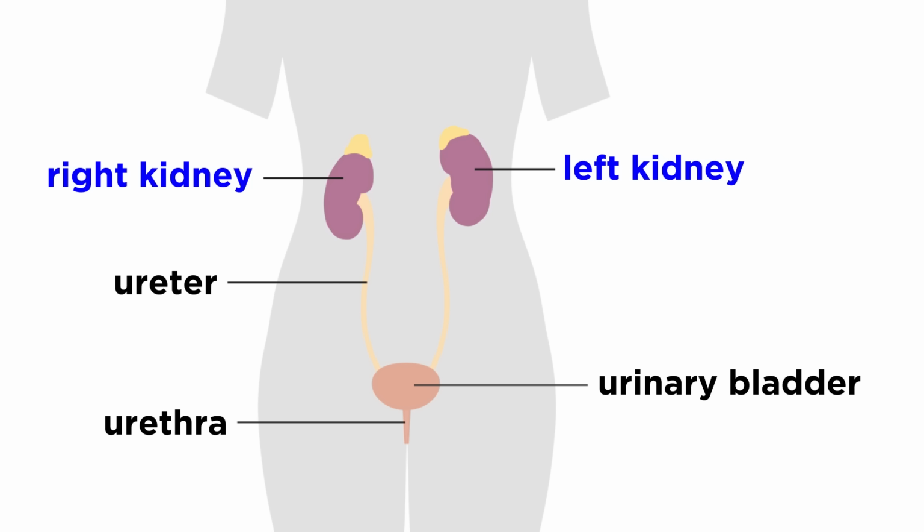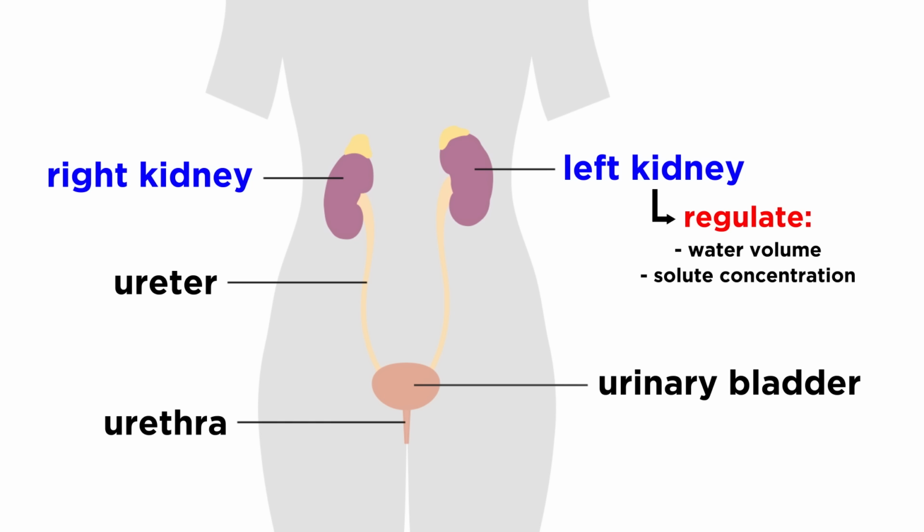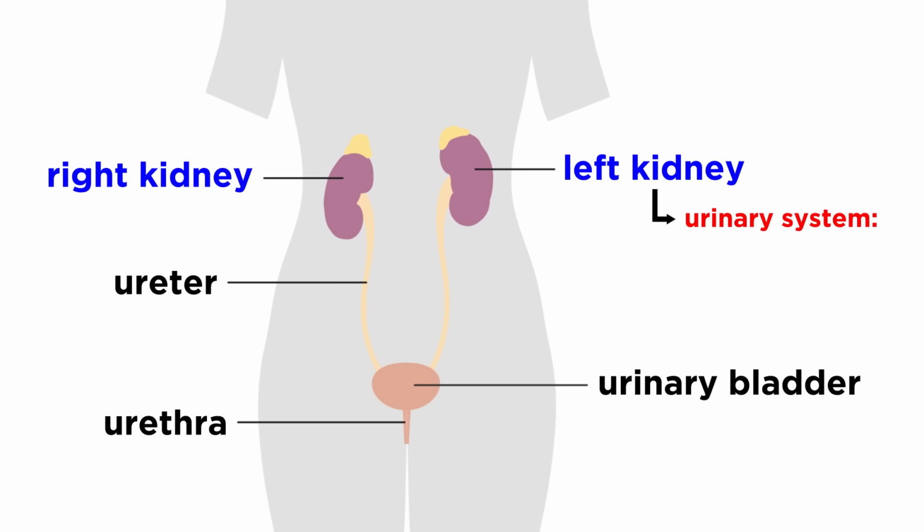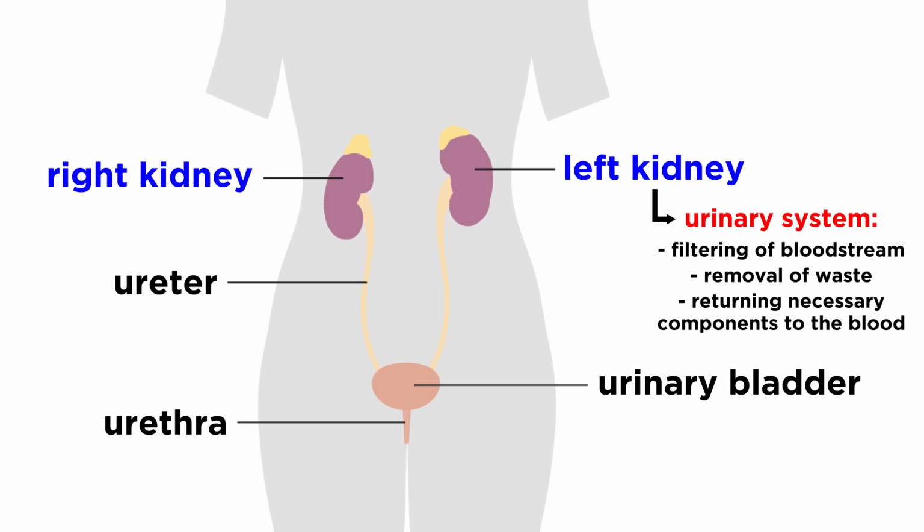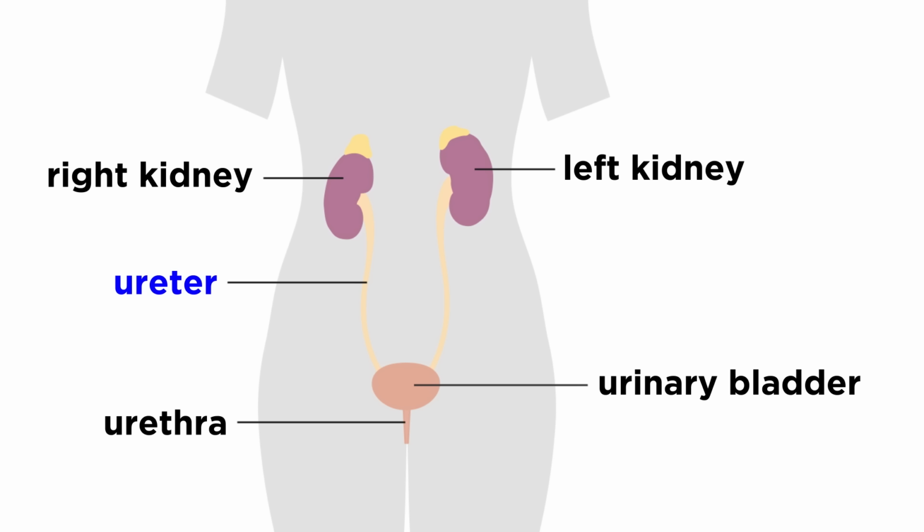The chief organ in the urinary system is the kidneys. These perform an impressive array of tasks, including the regulation of the volume of water, the concentration of various solutes in that water, blood pH, as well as the production of erythropoietin. But the functions that will be important for the urinary system will be the constant filtering of the bloodstream, removing toxins and waste, while returning necessary components back to the blood. The urinary system also includes ureters, the urinary bladder, and the urethra, and we will get to these in a moment. But first, let's spend some time looking at the kidneys.